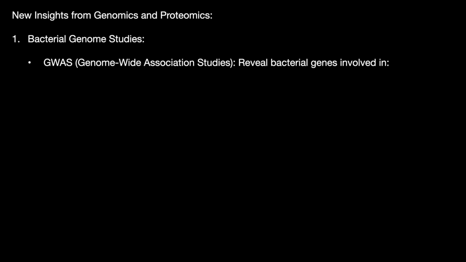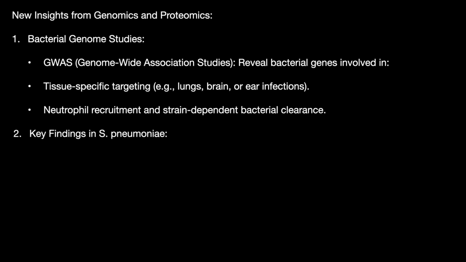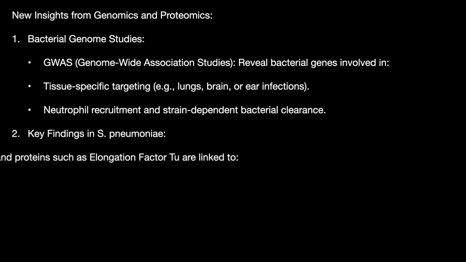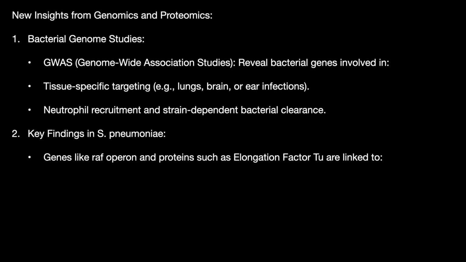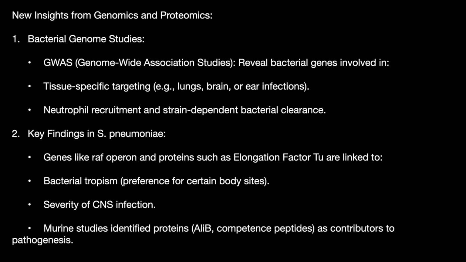Now, if we look at new insights that we're getting from genomics and proteomics regarding bacterial genomic studies, GWAS, the genome-wide association studies, has revealed the bacterial genes involved in tissue-specific targeting, neutrophil recruitment, and strain-dependent bacterial clearance. Key findings regarding Streptococcus pneumoniae: genes like the RAF operon, and proteins such as elongation factor Tu, are linked with bacterial tropism, that is preference to particular sites for infection, and severity of the infection, as well as murine studies that have found contributors to the pathogenesis.